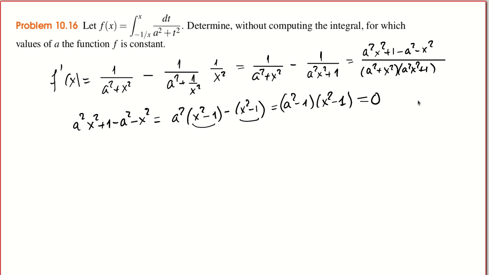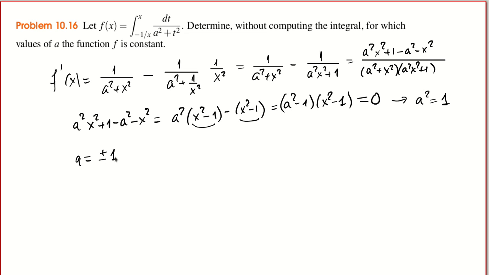And of course, the answer to that is a squared equal to 1. When a squared is equal to 1, this is 0 and everything is 0 regardless of the value of x, right? So the two values for which this function is a constant are plus and minus 1, right?